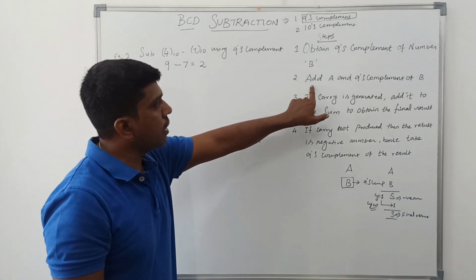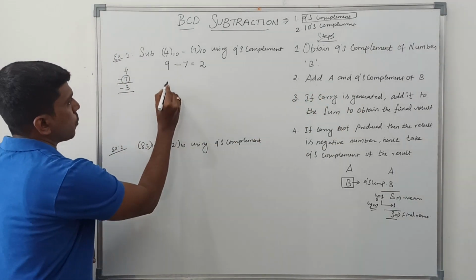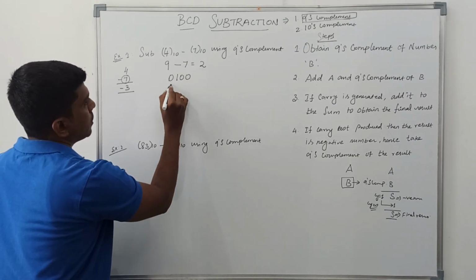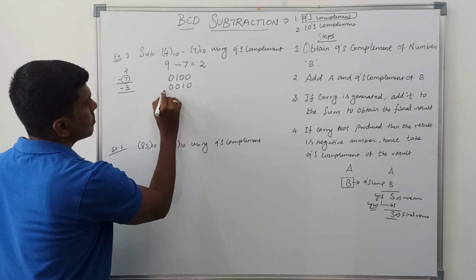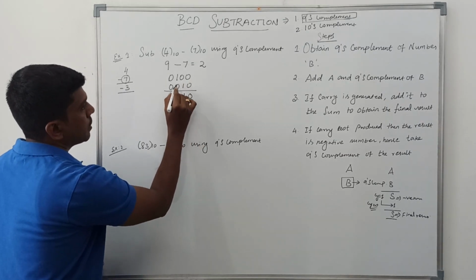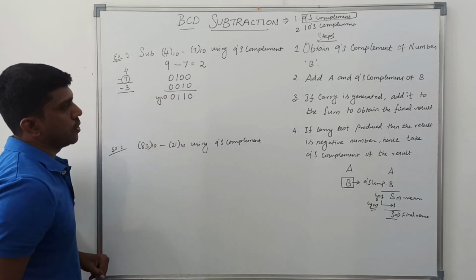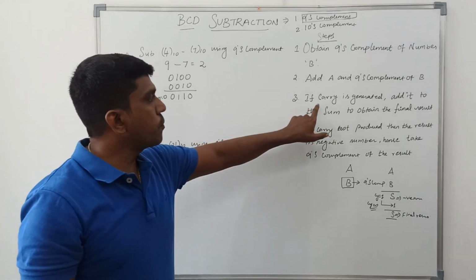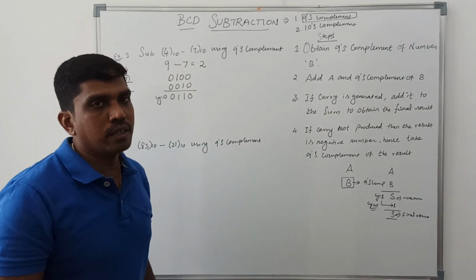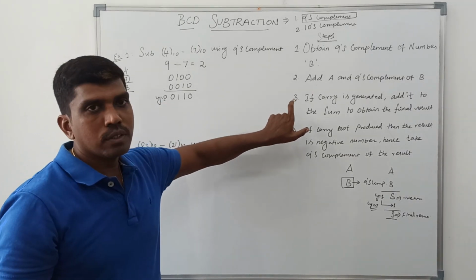Then second step, add A and the 9's complement of B. A value is 4. So take the equivalent BCD number of 4 and the equivalent BCD number of 2, then add these two numbers: 0 1 1 0. So carry equals 0. Then third step, if carry is generated, add it to the sum to obtain the final result. In this problem the carry value is 0, so you just ignore the third step.